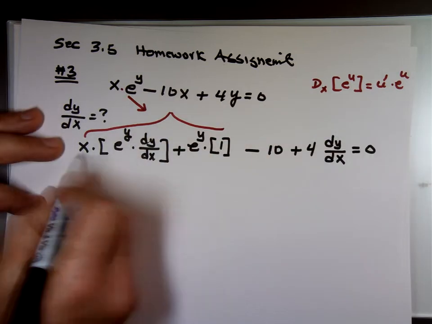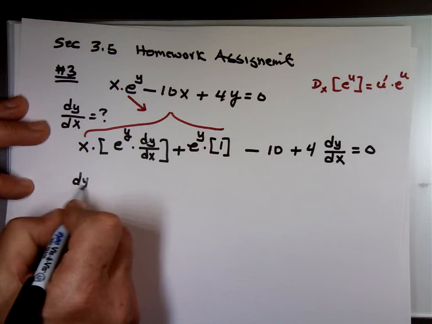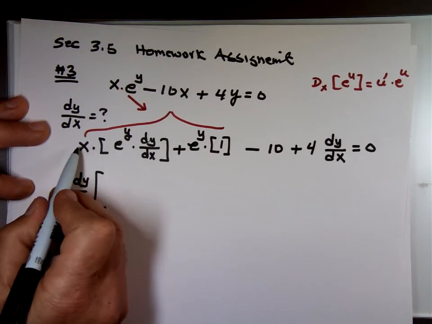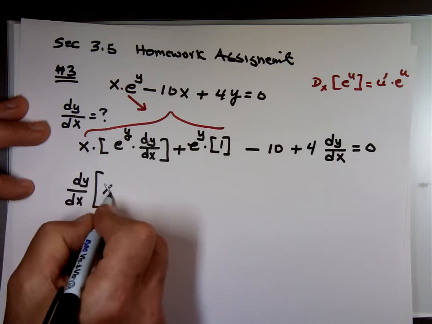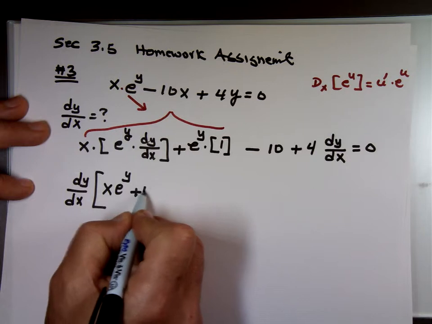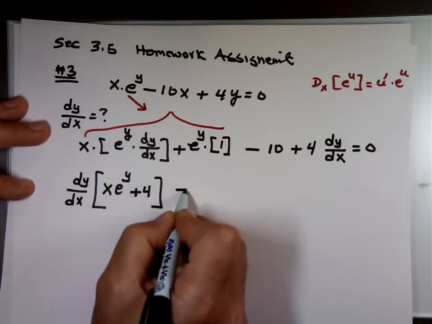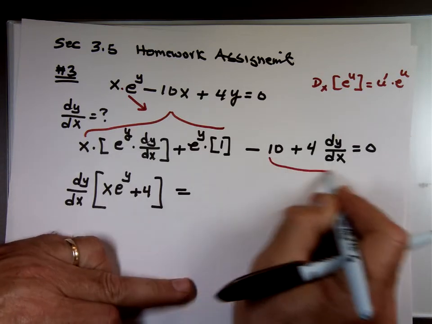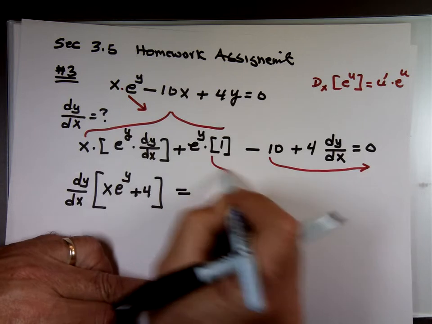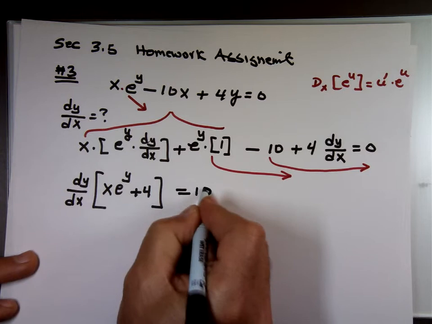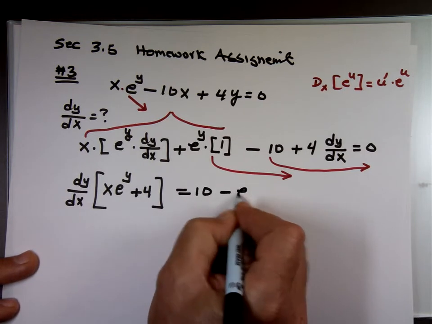So if I factor dy/dx out of the group, what's left in the first one here? Is it x times e to the y? And there's that plus 4 equals. Now, when I grab that negative 10, it doesn't have dy/dx. I'm going to take it to that side, and I'm going to take this to that side. When I take it to the right side, this becomes 10 minus e to the y.